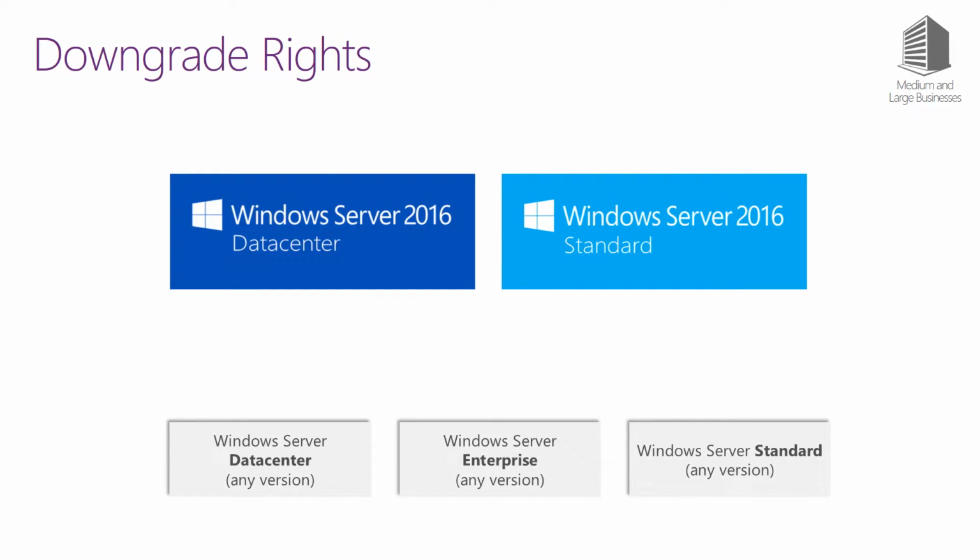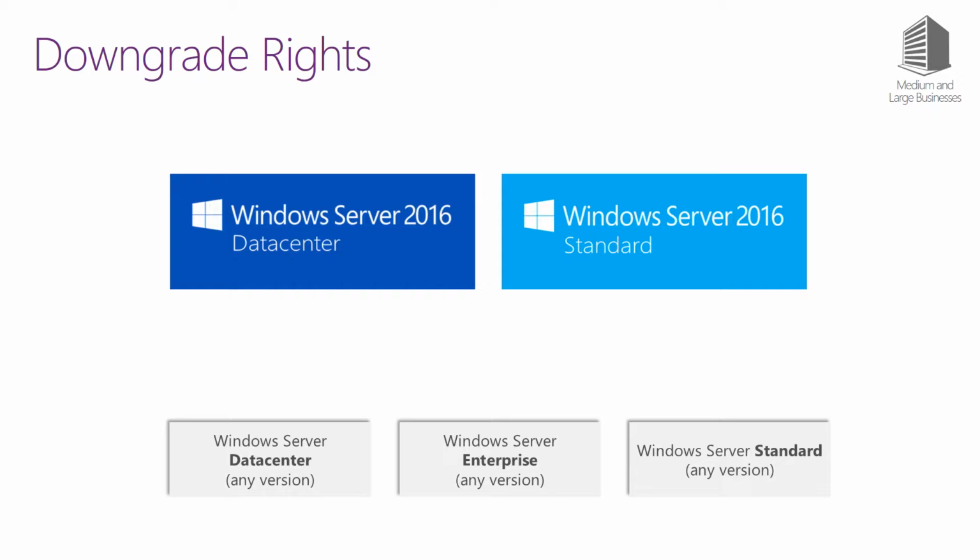The next thing I want to cover with respect to the licensing of Windows Server Standard and Datacenter editions are the downgrade rights that are available. If you look at this slide, you see that today we have just two editions of Windows Server for medium and large businesses, Standard and Datacenter. But in the past there was an Enterprise edition as well. So how do the downgrade rights for Windows Server work? If an organization were to purchase an edition of Windows Server today, what could they install in its place if they needed to?